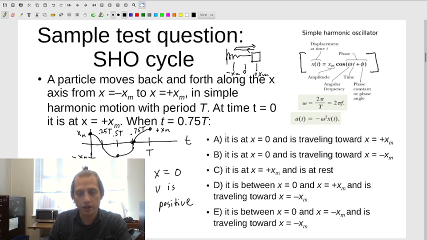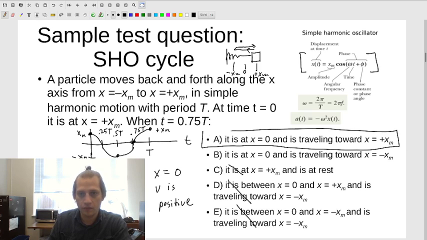And so let's look at which one of these that goes with. It is at x equals 0. That's good. Block out the ones that say something else. And is traveling towards plus x equals plus x_m. Okay, so let's pick that one. All right, so far so good.